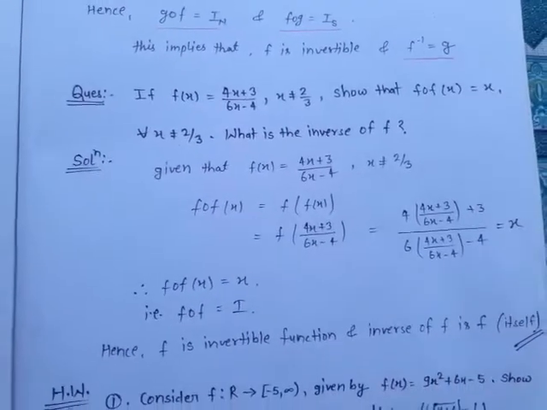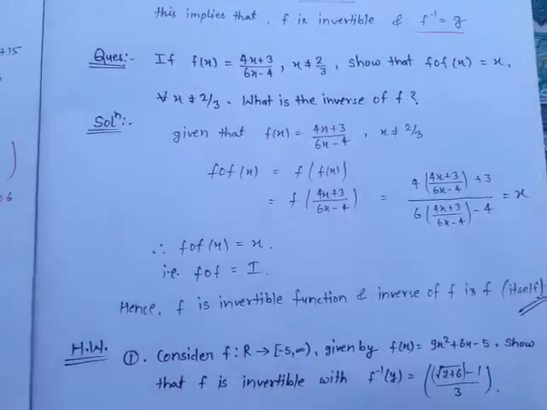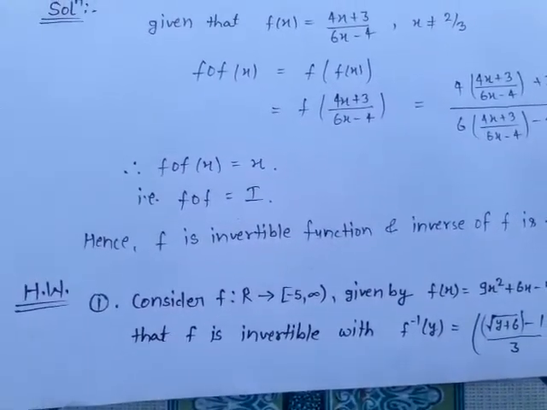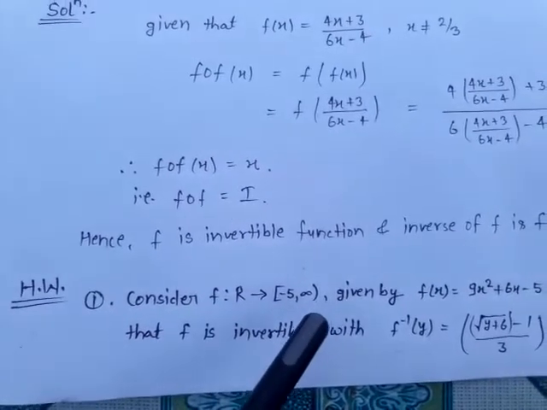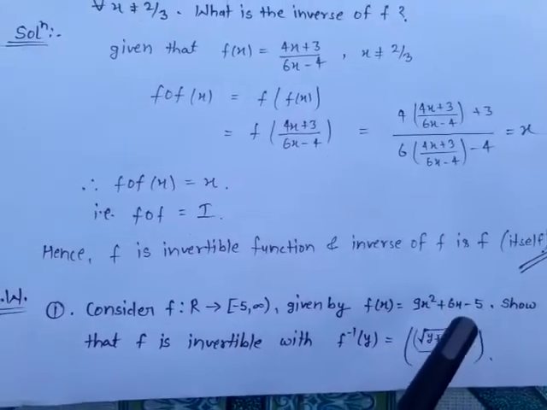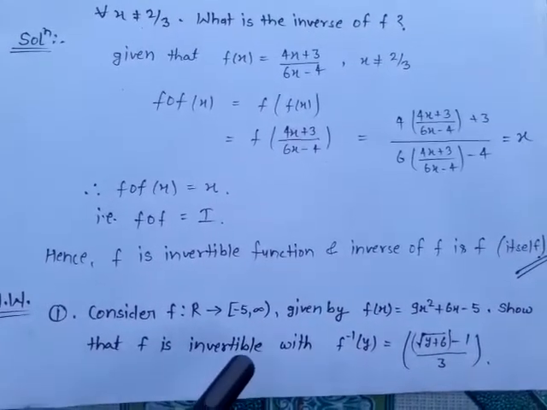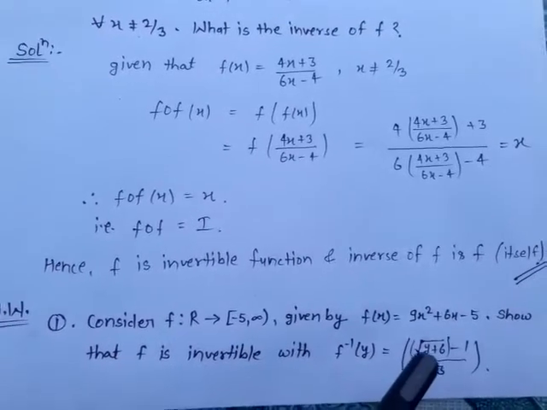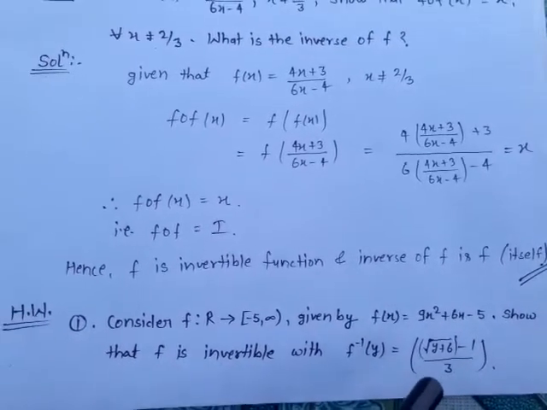Now using this lecture you can solve your homework. Your homework is: consider a function f from R to [−5, ∞) given by f(x) = 9x² + 6x − 5. Show that f is invertible with f inverse of y equal to (√(y + 6) − 1)/3.